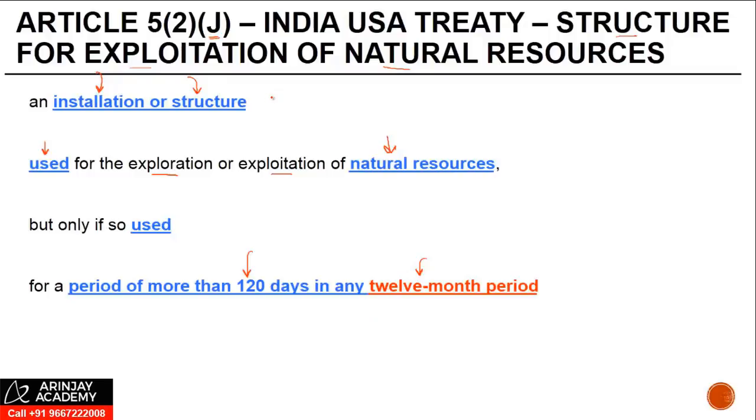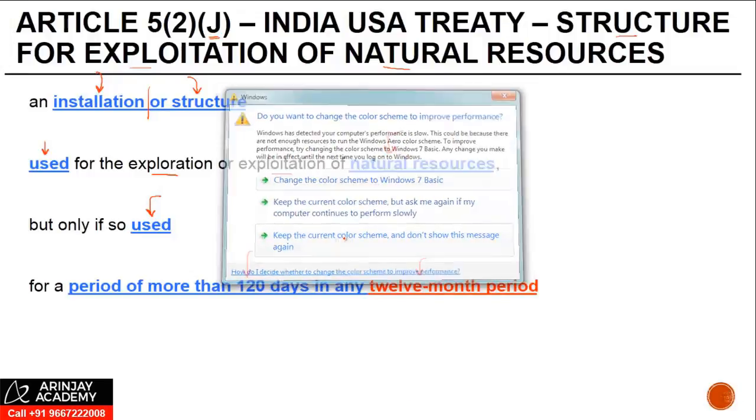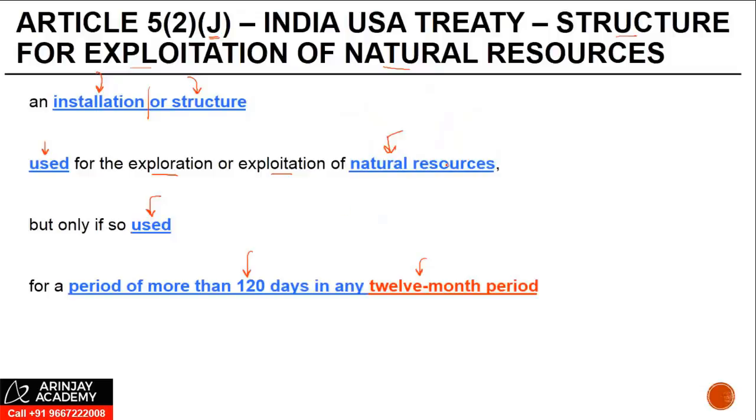I'll come to what an installation or structure would be here, but the purpose of such an installation or structure should be that you want to explore or exploit natural resources, but the structure should be used for more than 120 days in any 12-month period. Natural resources, we just discussed what it means. Used for a period of more than 120 days. What this implies is, even if the equipment stays for, let's say, more than 120 days, unless it is used for 120 days, it will not amount to a PE, right?